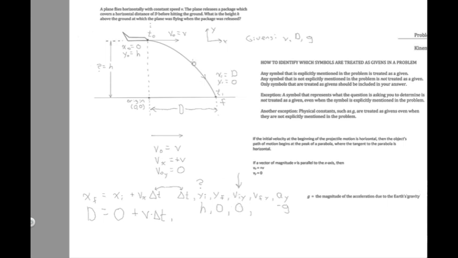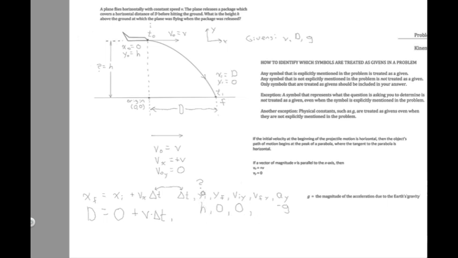By the way, notice that the plane is flying with constant speed, but that doesn't mean that the package has constant speed. Once the package is released, the package's speed will be changing because of gravity. So the initial vertical velocity is going to be changing to a different final vertical velocity. The plane is moving with constant speed, but not the package. The package has constant horizontal speed, because that's always true for projectile motion, but the package does not have constant vertical speed. And we don't know what v final y is. So again, I'll leave that blank.